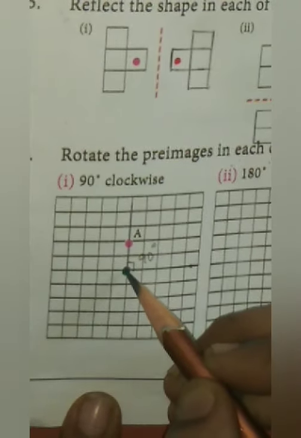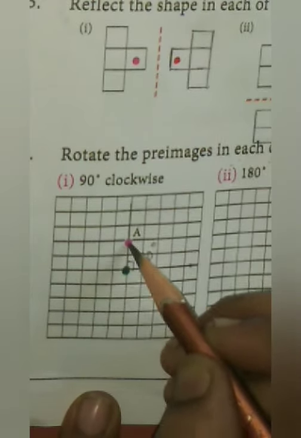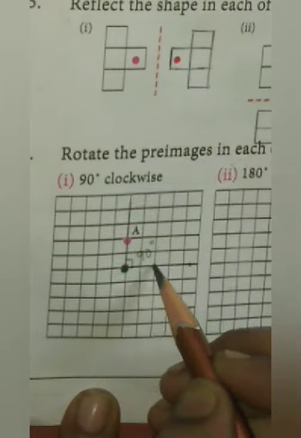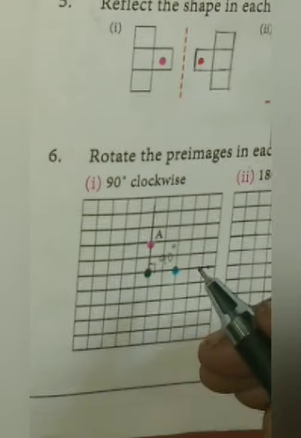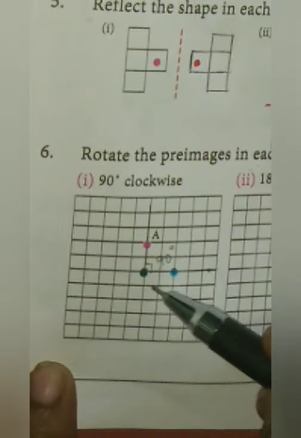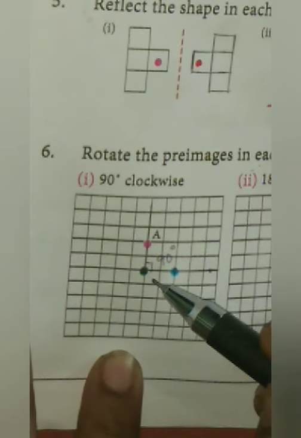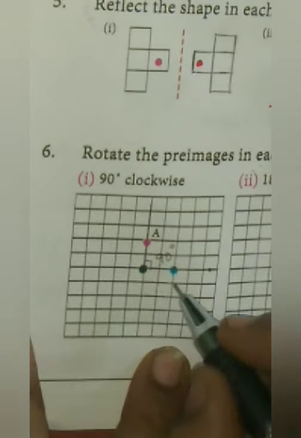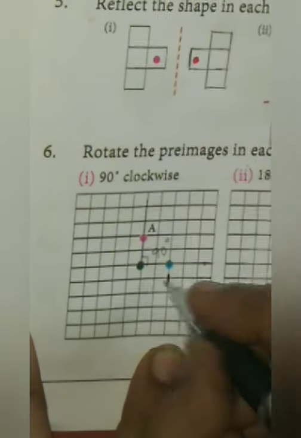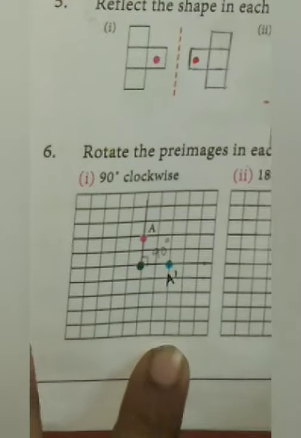The distance between the green dot and the pink dot is 2 units. So from here you leave 2 units and keep the point. After rotating the pre-image, that is the pink dot, about the green point, it lies here, denoted as A dash.